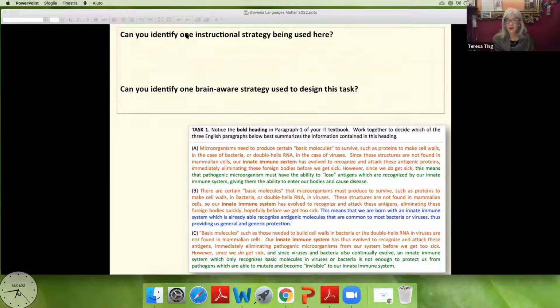Can you identify one instructional strategy when I do this? When I design a task like this, what is the instructional strategy that we're using here? I want you to think of one instructional strategy. And can you think of one brain-aware strategy from last lesson that we used to design this task? Just think for 30 seconds. If you want, you can write in the chat. Oh, somebody wrote.